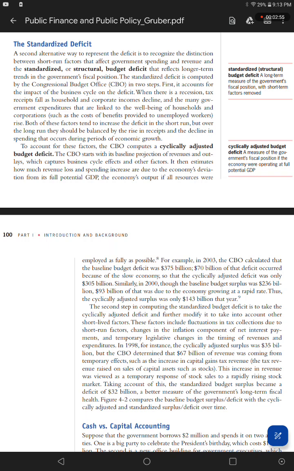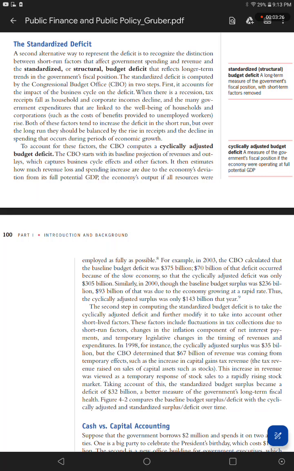The second step in computing the standardized budget deficit is to take the cyclically adjusted deficit and further modify it to take into account the other short-lived factors. These factors include fluctuations in tax collections due to short-run factors, changes in the inflation component of net interest payments, and temporary legislative changes in the timing of revenues and expenditures.